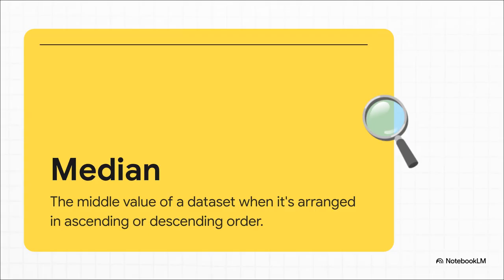Next up, we've got the median. Just think of it as the physical middle point of your data. But here's the number one mistake people make, especially under exam pressure. You have to arrange the data in order first. Always. The median is all about its position in line.